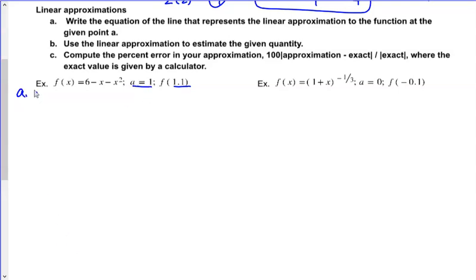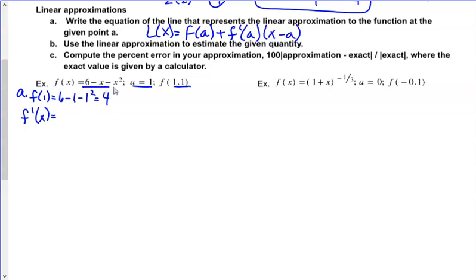A is equal to 1. So f of 1 is 6 minus 1 minus 1 squared. If I do that, I get a 4. Then I have to determine the derivative of that function to find f prime of A. The derivative of this function is 0, then I have a negative 1 minus a 2x. And that is what I need to throw my A value into to find f prime at 1. So when I do that, I get negative 1 minus 2 times 1, which actually is a negative 3.